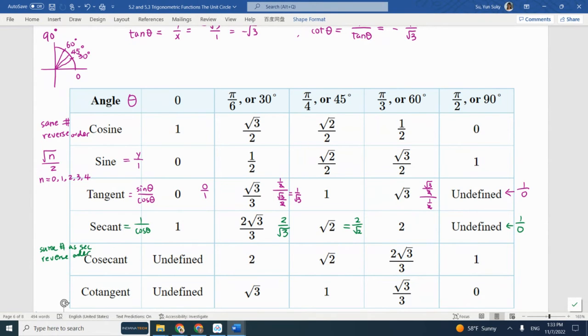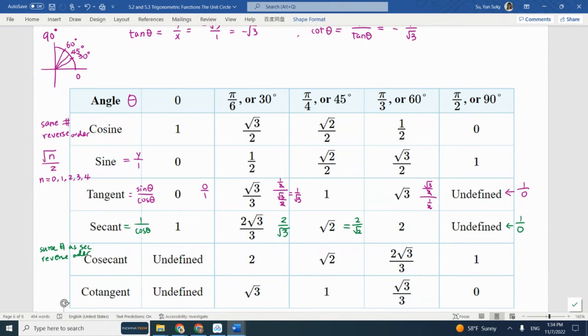Tangent is sine over cosine. 0 over 1 is 0. This over this is 1 over root 3. This over this, because they're the same, is 1. This over this is root 3. And 1 over 0, undefined. Do you remember that, everybody? That is tangent. Cotangent values, same numbers but reverse order.